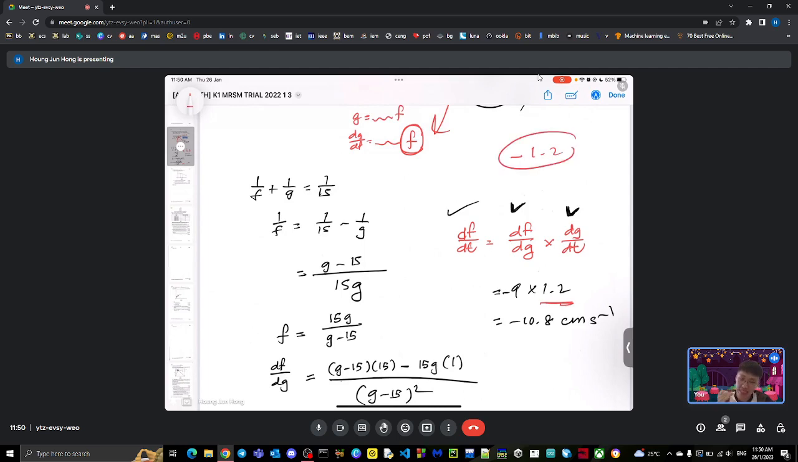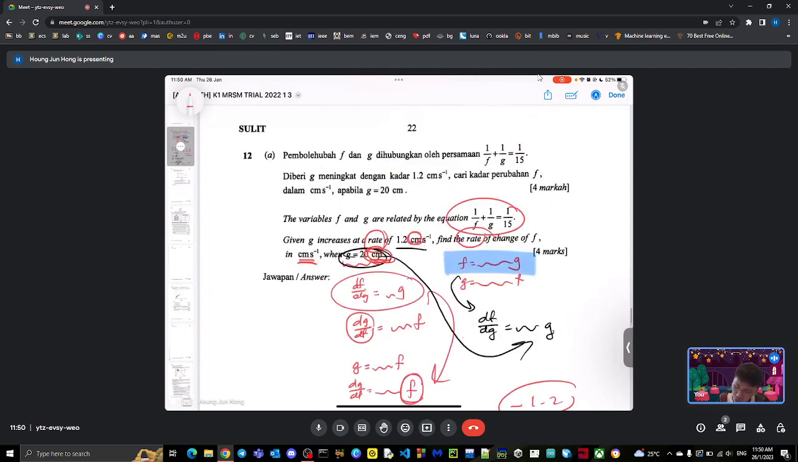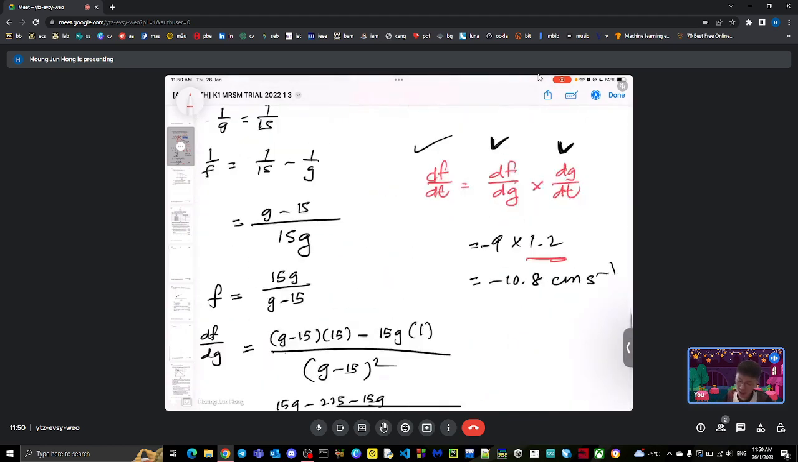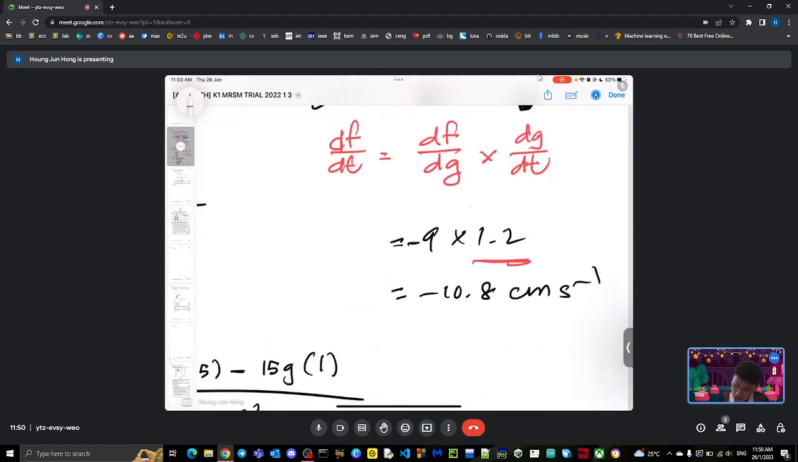Because it says increase. It says it's increasing at a rate. So that's to say your rate should be positive. If it says something like decreases at the rate of 2 cm per second, then it should be -2 because it's decreasing, it's going down. The graph is going down, so negative. Okay, yep. So here should be positive because it's increasing anyway. Yep, that's it for this question.